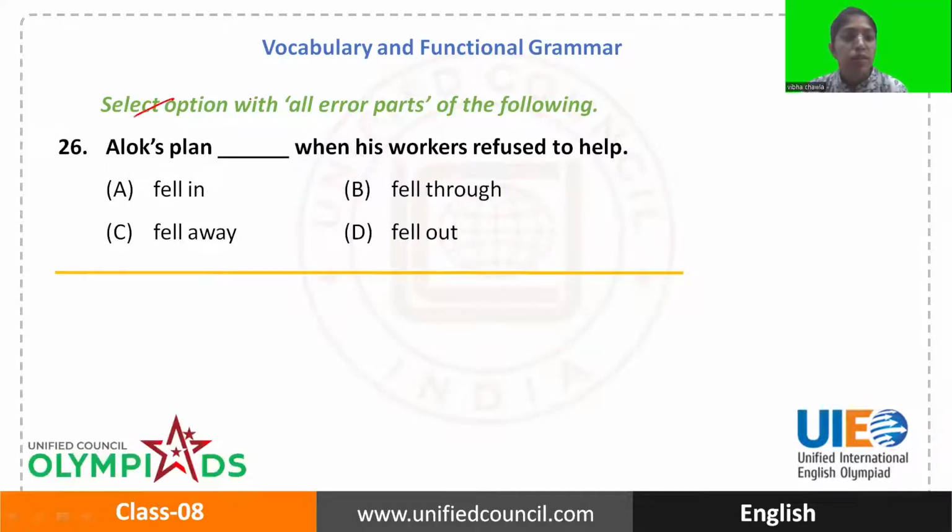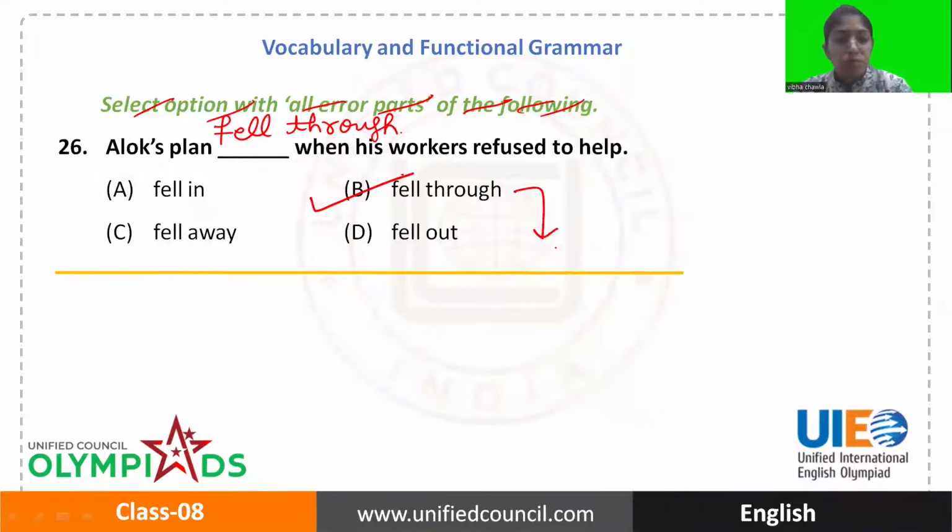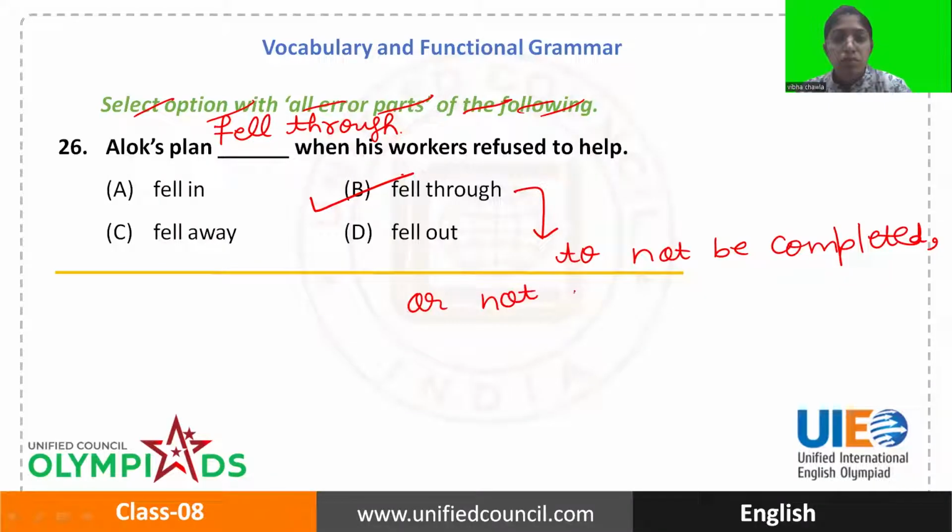Next one, it is question number 26. Alok's plan blanked when his workers refused to help. Fell in, fell through, fell away, fell out. So when Alok's workers refused to help, definitely his plan fell through. Fell through means to not be completed or not happen.